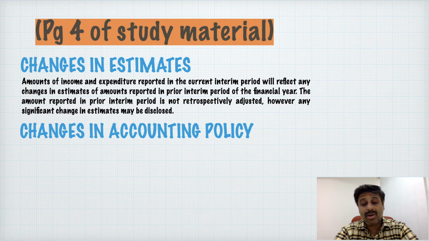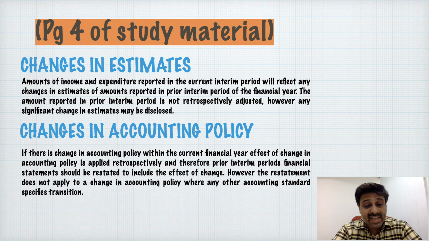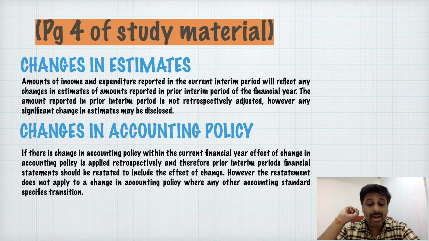Then changes in accounting policy. This also we discussed in the disclosure. If from SLM you have changed to RBM, then whatever is the effect of change, that has to be disclosed. If there is any change in accounting policy within the current financial year, the effect of change in accounting policy is applied retrospectively, and therefore prior interim periods' financial statements should be restated to include the effect of change.